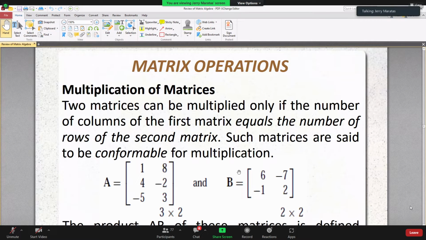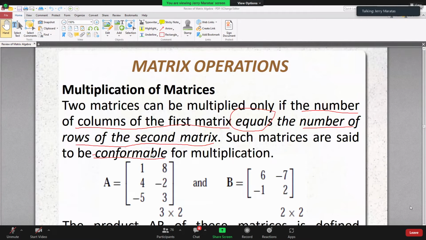When you say conformable, it means they follow the law of conformability for matrices. It means that the number of columns of your first matrix, take note, the number of columns of the first matrix equals the number of rows of the second matrix. Such matrices are said to be conformable for multiplication.